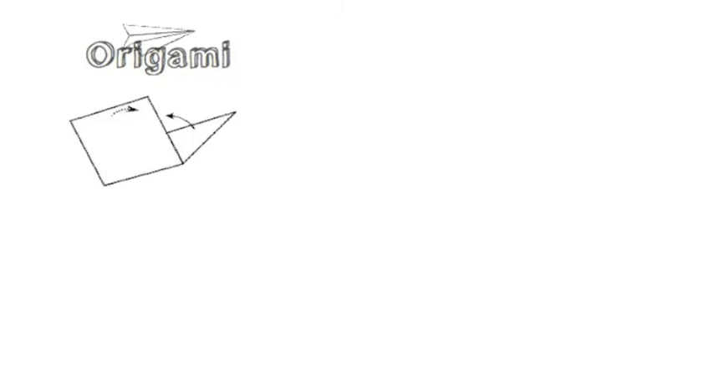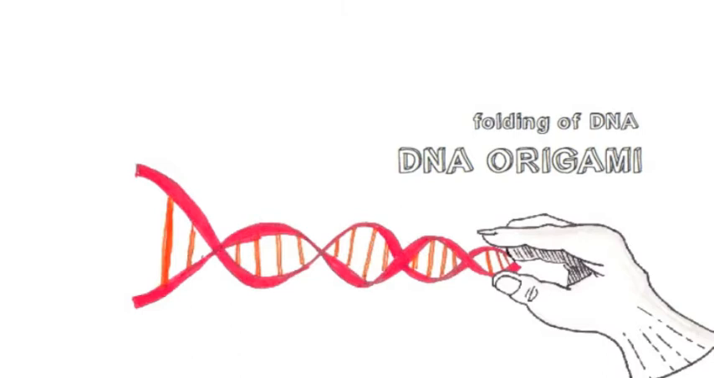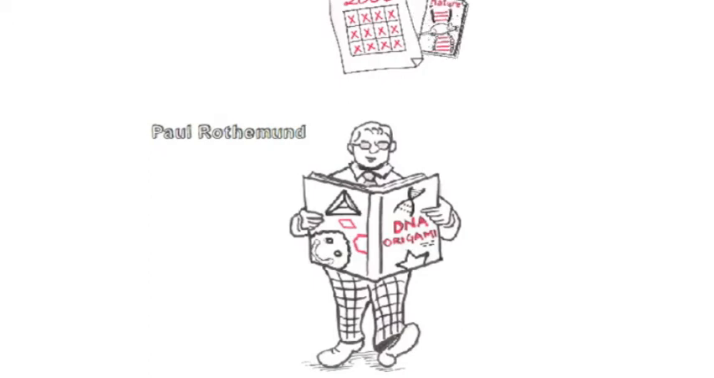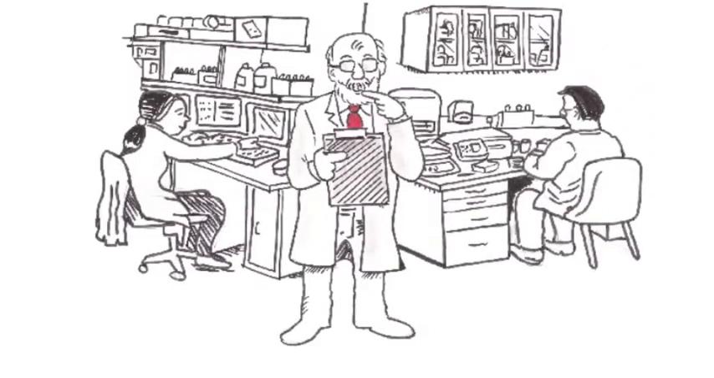Origami is the traditional Japanese art of paper folding. DNA origami is the folding of DNA to create 2D and 3D shapes at nanoscale. In 2006, Paul Rothemund first developed this idea and described it in his article in Nature. Let us tell you how DNA origami works.